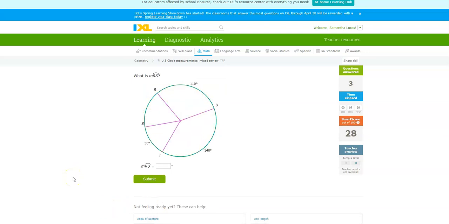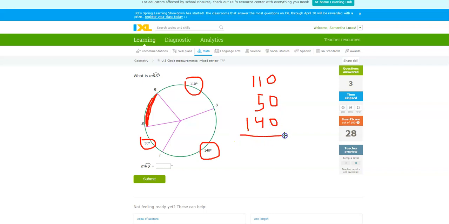Okay, I skipped ahead to a little bit more of a difficult problem, but it's the same concept we were doing before. If we're trying to find arc RS, we know that an entire circle is 360 degrees, right? And I have every other piece of the circle except for RS. So I can back into arc RS by adding up these other pieces and subtracting that number from 360. All right, so I'm going to add 110 plus 50 plus 140. Now you can do this in Desmos on the calculator.